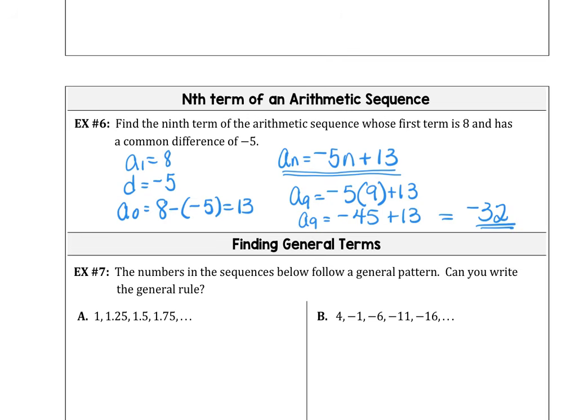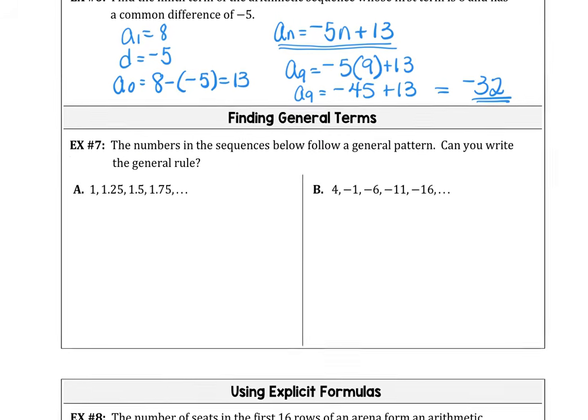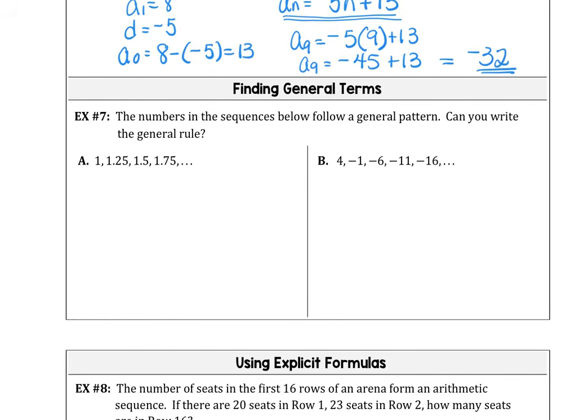Example 7, the numbers in the sequences below follow a general pattern. Can you write that general rule? So for number 7, we're looking at a common difference between the terms of 1/4. So our common difference is 1/4. You can write it as a decimal or a fraction. And the a sub 0 term, 1 1/4 minus 1, would be 3/4 using decimals. The a sub n explicit formula would be 0.25n plus 3/4.